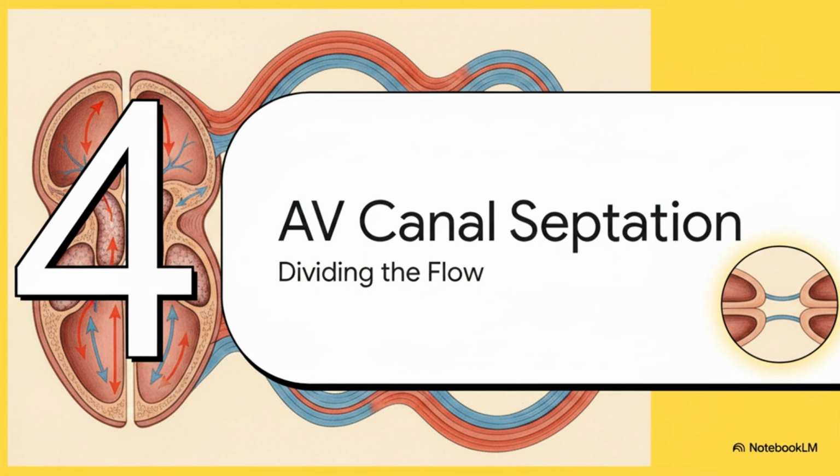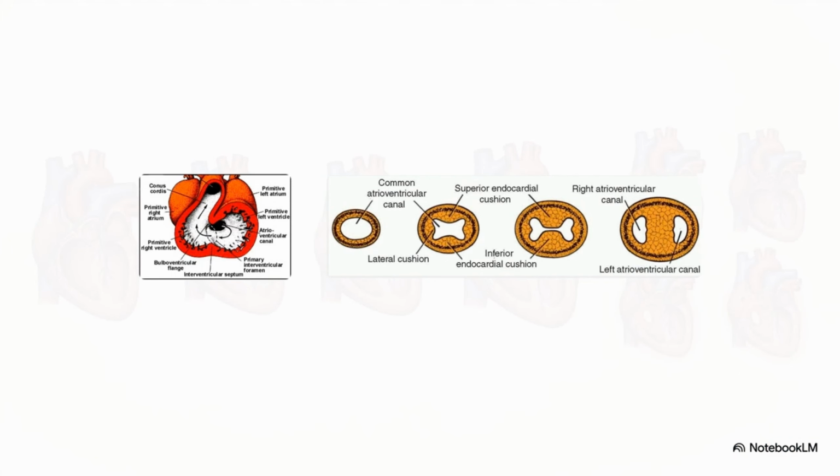Section 4, Atrioventricular canal septation, dividing the flow. Now we have to divide the main pathway between the upper and lower chambers. Early on, the atrioventricular canal actually only gives access to the primitive left ventricle, and it's separated from the bulbus cordis by a bulboventricular flange. But as development keeps going, the entire AV canal physically enlarges and shifts over to the right. Because of this rightward shift, blood passing through the AV orifice finally gets direct access to both the primitive left ventricle and the primitive right ventricle.